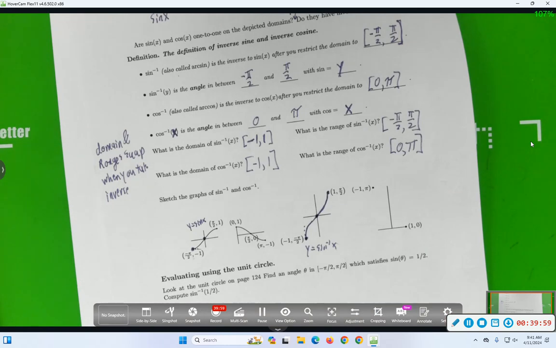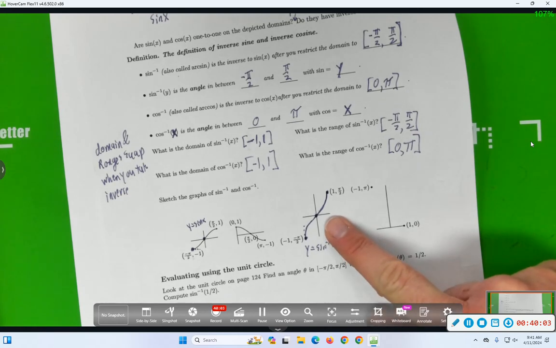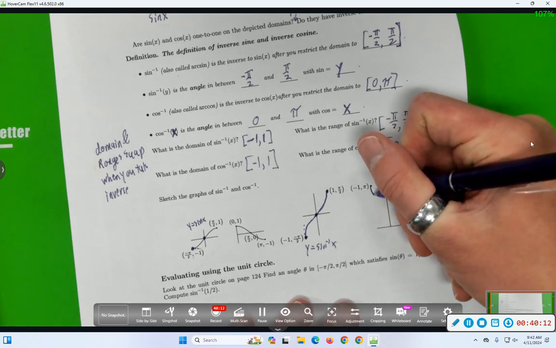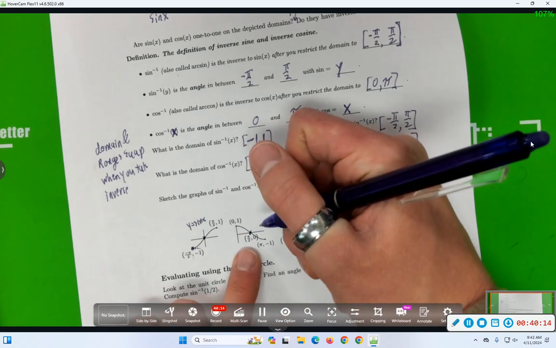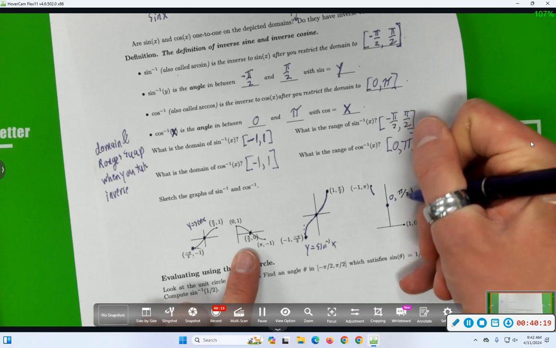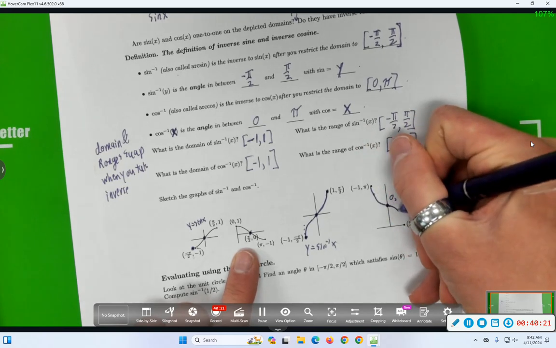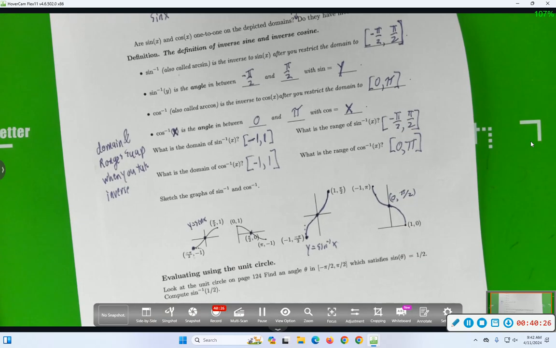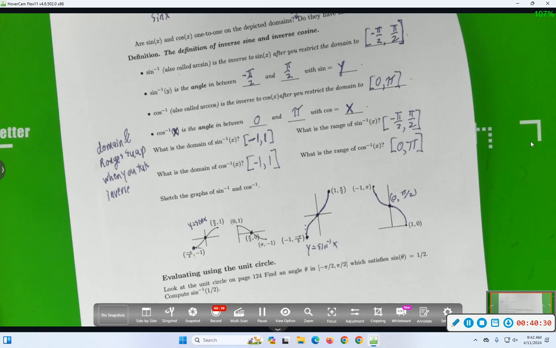Feel good? And let's see if that agrees. Is the domain of that function -1 to 1? Is the range negative pi over 2 to pi over 2? Awesome. And you can do the same thing for inverse cosine. Pi over 2 comma 0 will become 0 comma pi over 2. All right. Feel pretty good? All right.